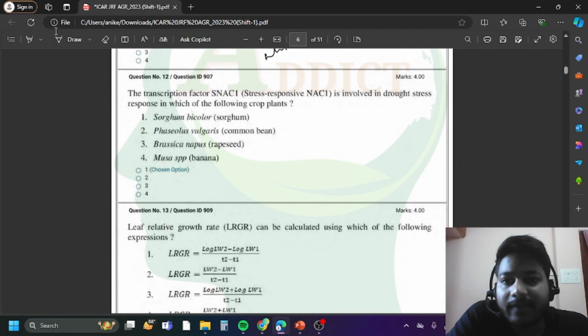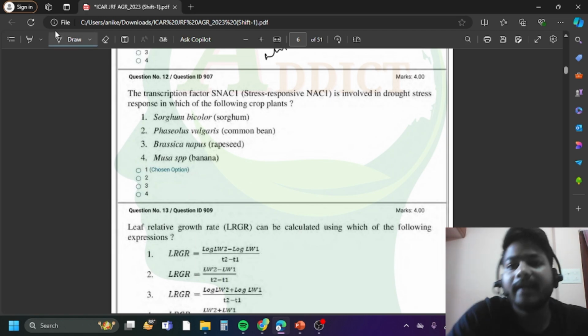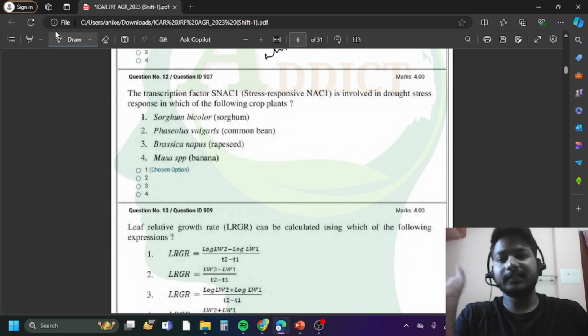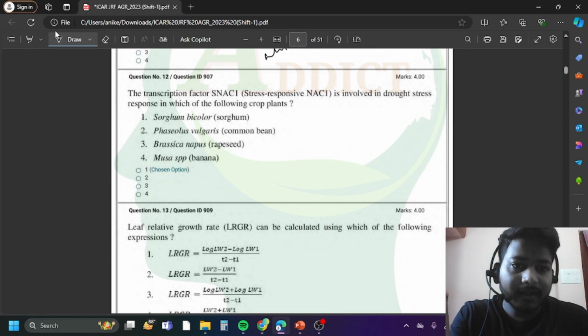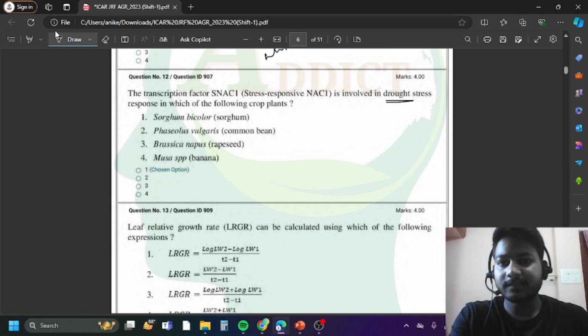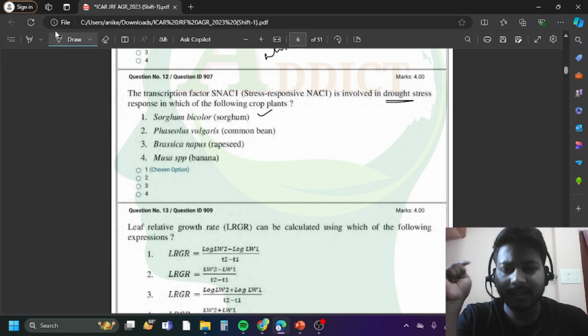The transcription factor SNAC1 is involved in drought stress response in which of the following crop plants? So this is one question. For example, I don't know, I have not read anywhere regarding this question. But here I can see some words like involved in drought stress response. So they are asking for the crop name which has some drought stress response. Let's read out the options: Sorghum bicolor, that is sorghum, common bean, rapeseed and banana.